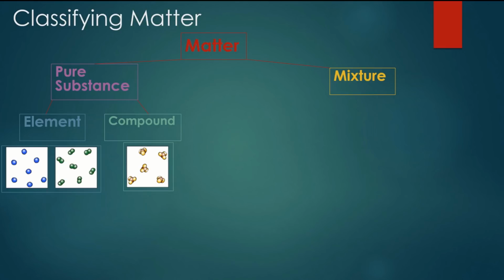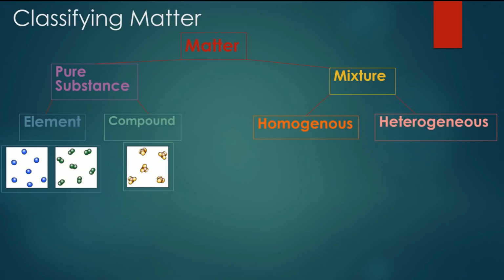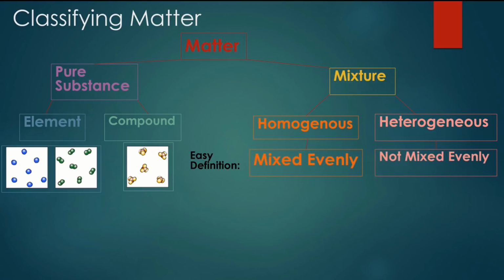On the other side, matter can also be mixtures, and that's going to be the focus of this unit. Mixtures can be further divided into homogeneous or heterogeneous. Sometimes you might hear them pronounced differently; how you pronounce them, it's fine either way. Now, the easy definition to distinguish between homogeneous and heterogeneous is that homogeneous is mixed evenly, whereas heterogeneous is not mixed evenly. But that's not always the best definition.